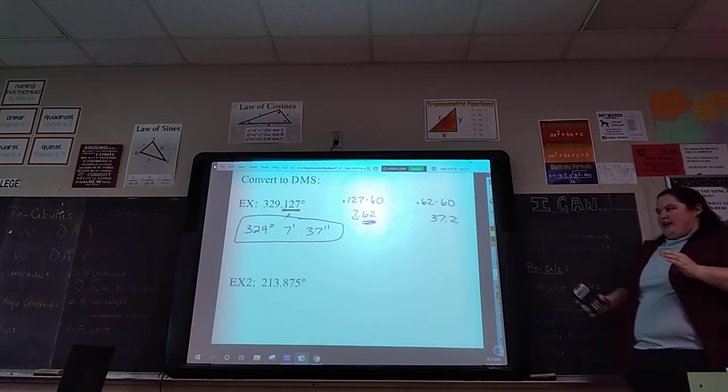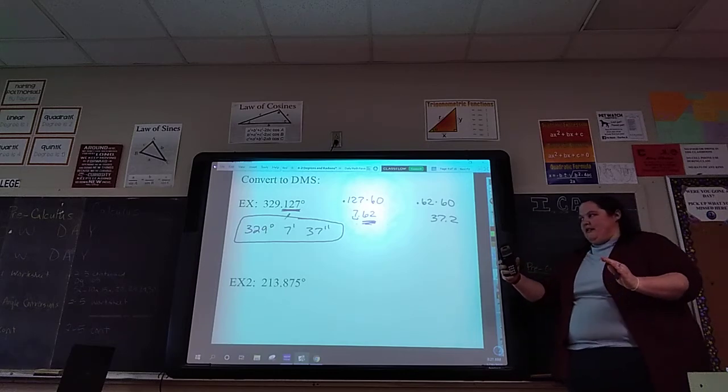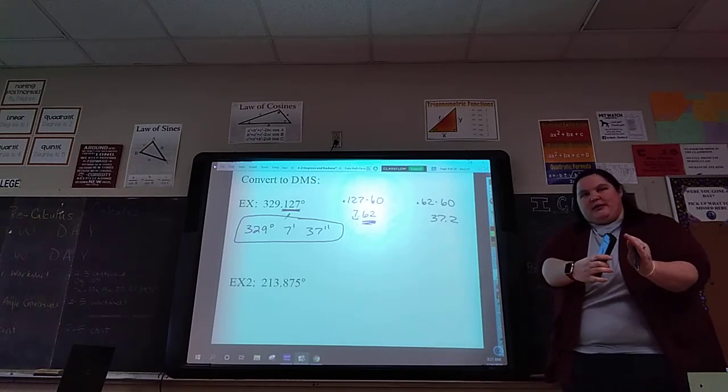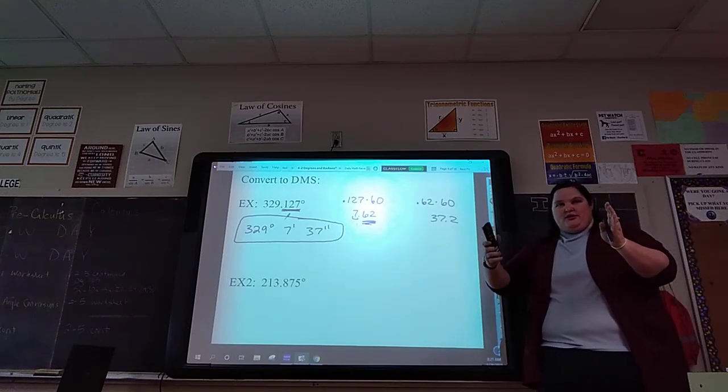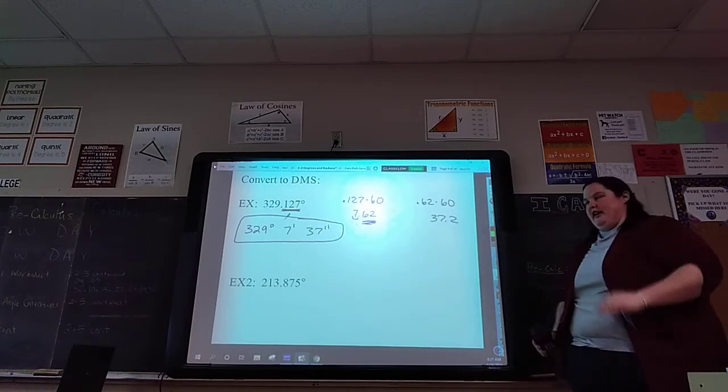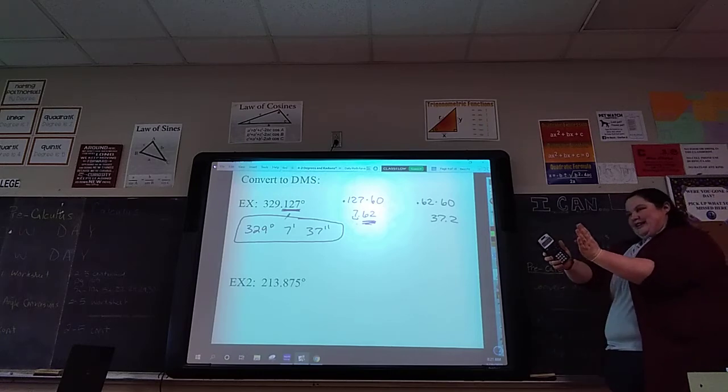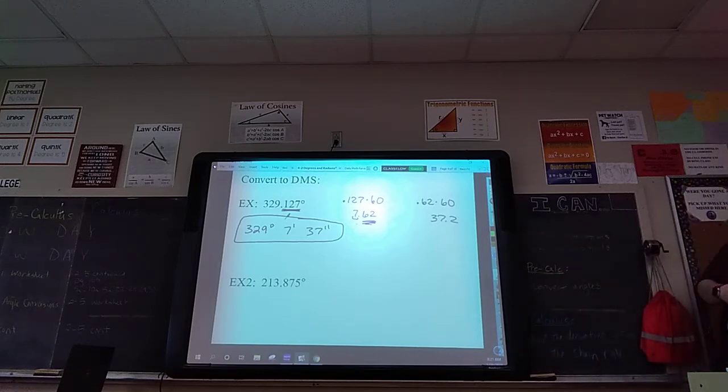So now we can get our location to 329 degrees, 7 minutes, 37 seconds. We can pinpoint that location better than saying 329.127-ish degrees. It's hard to steer the boat exactly that amount, but again, they do have dials that they can specifically dial in a certain minute and certain second that they're locating, so they get a more accurate placement for the way where they need to go.